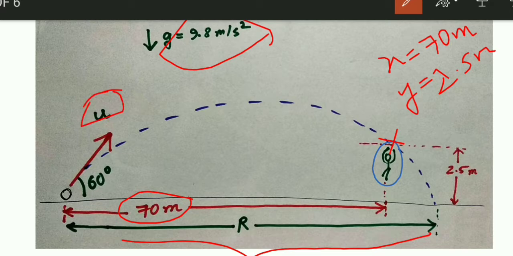The quickest solution we can do is from the equation of trajectory. That means we'll just write the equation of y with respect to x, that is the variation of the height with respect to the displacement in the x direction, and then we'll just plug in the values.